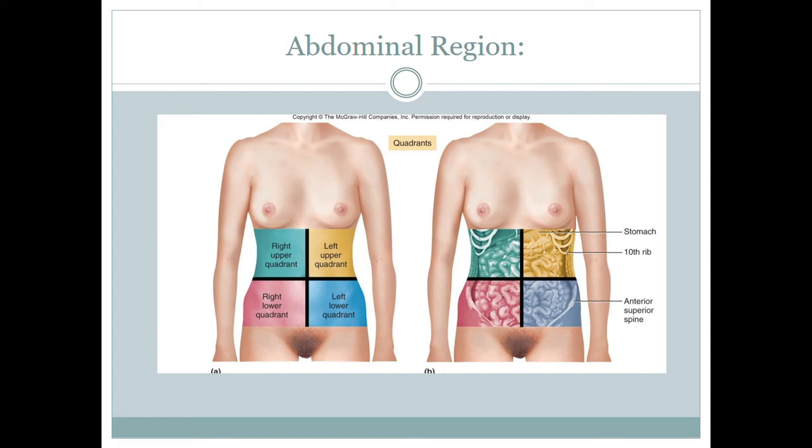So on the upper right-hand side of your body is the right upper quadrant. Just to the left of that is the left upper quadrant. And then there's a right lower quadrant and a left lower quadrant.